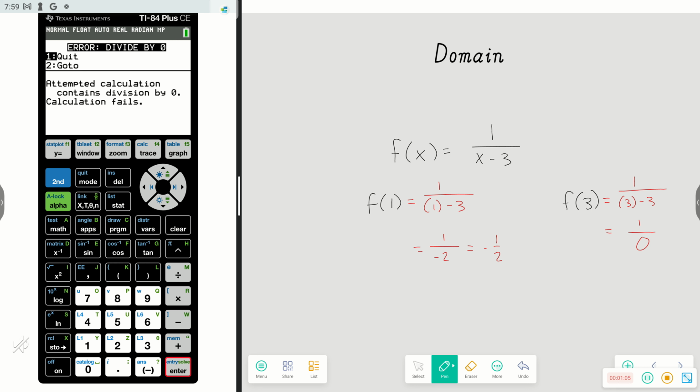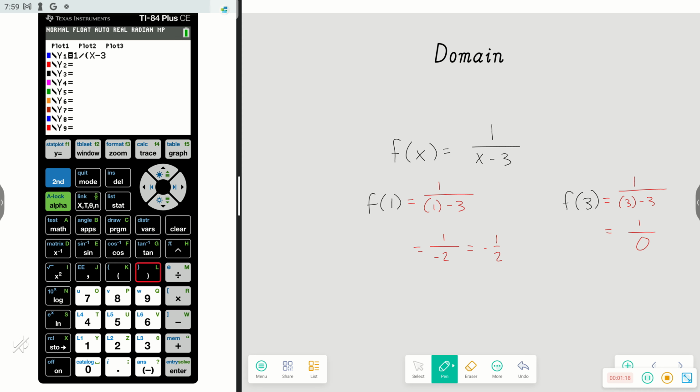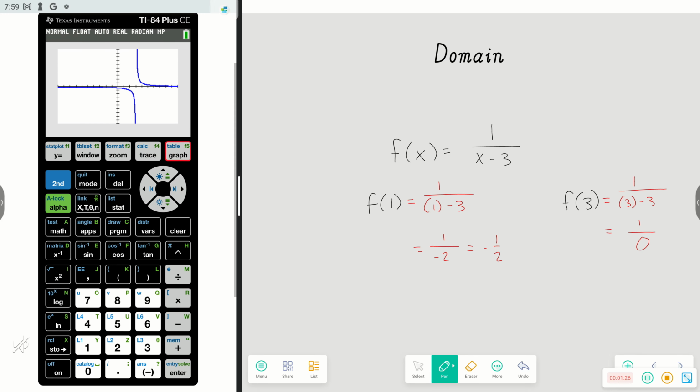I actually do want to show you what this would look like on a graph. You can't use this calculator in class, but I pulled this up because I wanted to show you what this looks like. So if I put this in my calculator, this is what the graph looks like. You can see at the x value 3, those lines both curve away from that value. It never actually is at 3 because in math you cannot divide by 0.